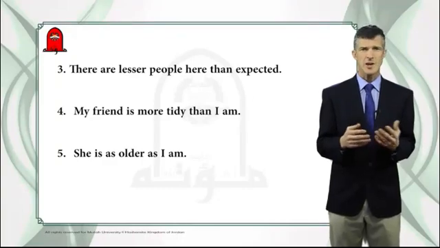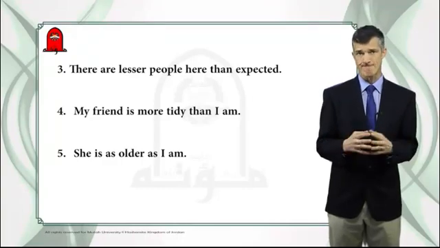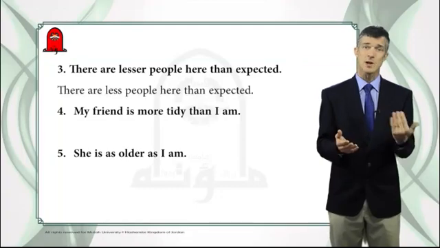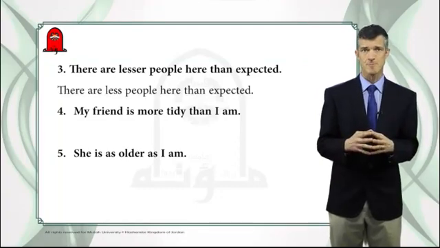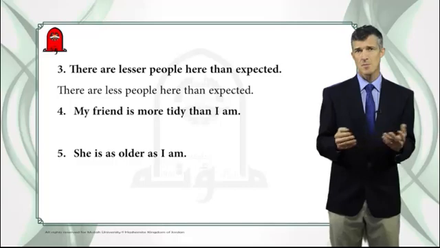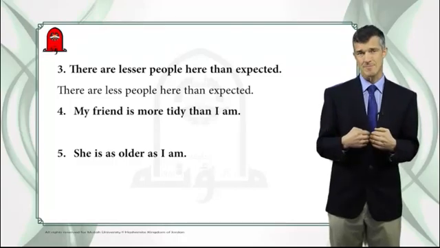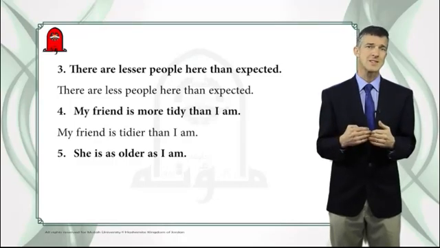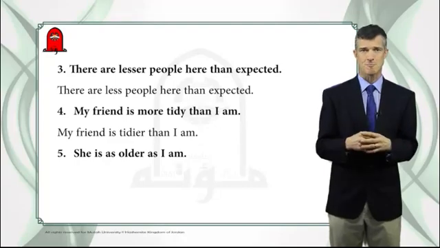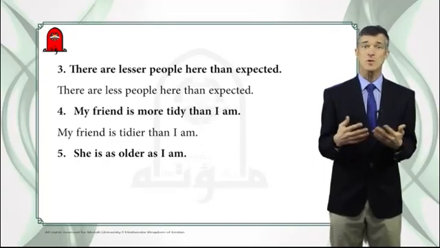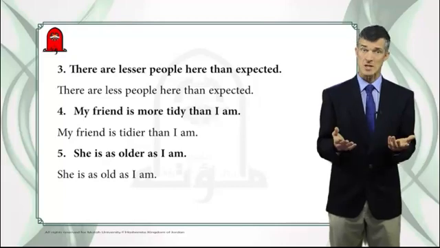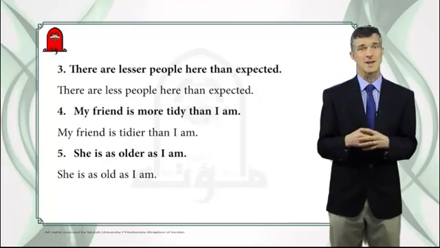3. There are lesser people here than expected. The correction is, there are less people here than expected. 4. My friend is more tidy than I. To correct it, my friend is tidier than I am. 5. She is as older as I am. The correction is, she is as old as I am.